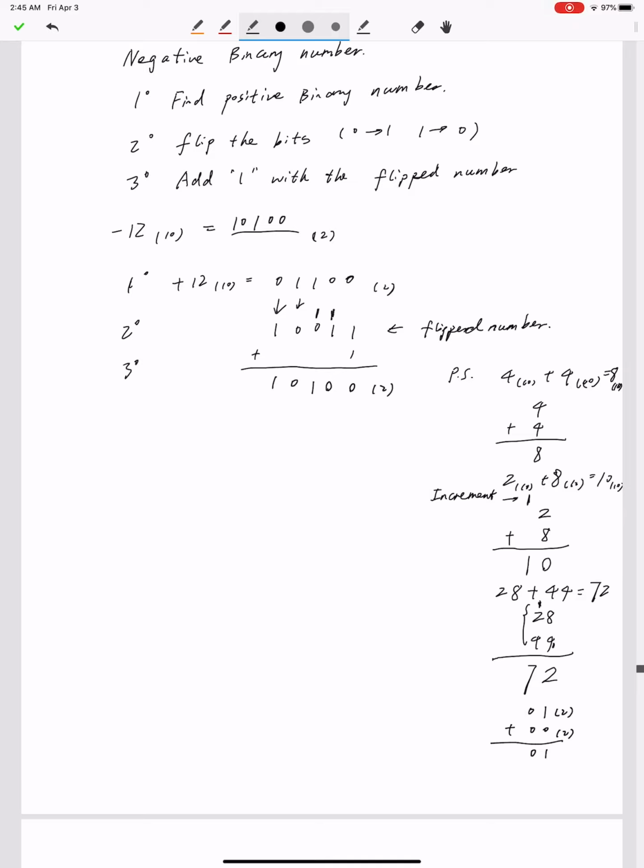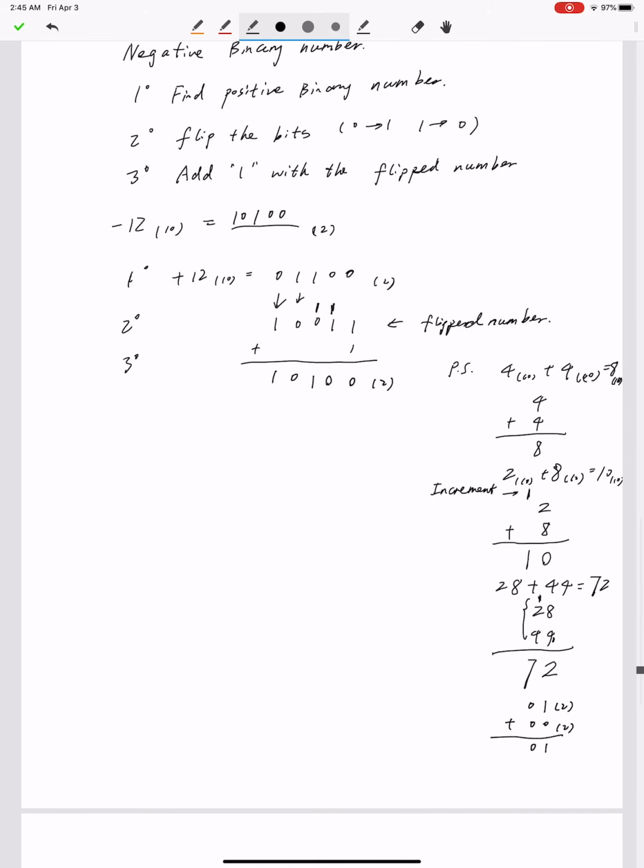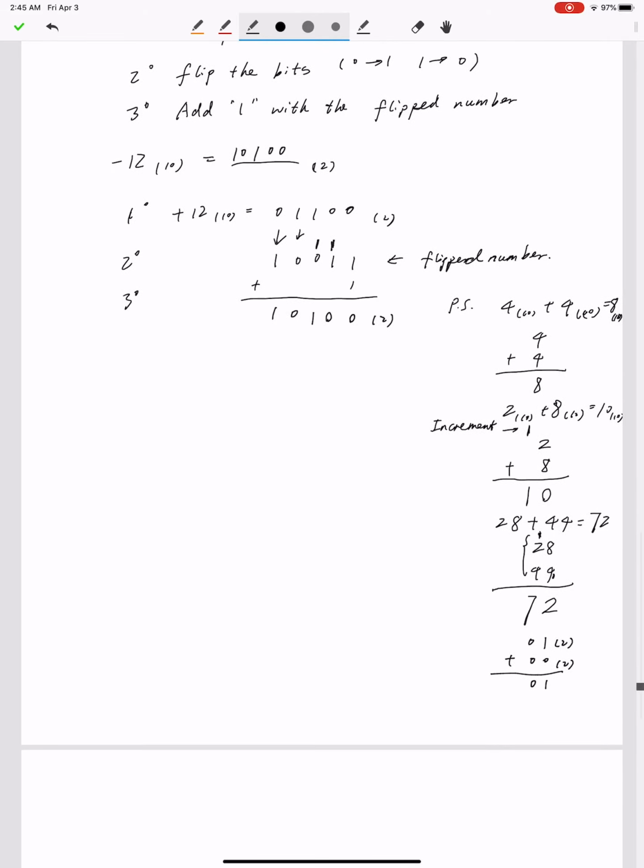So some people may get confused, and a commonly asked question is, when I have a binary number, how can I tell if it's a signed or unsigned binary number, right? Because sometimes, just from the binary number, it's hard to tell. It's impossible to tell whether it's an unsigned binary number or a signed binary number.